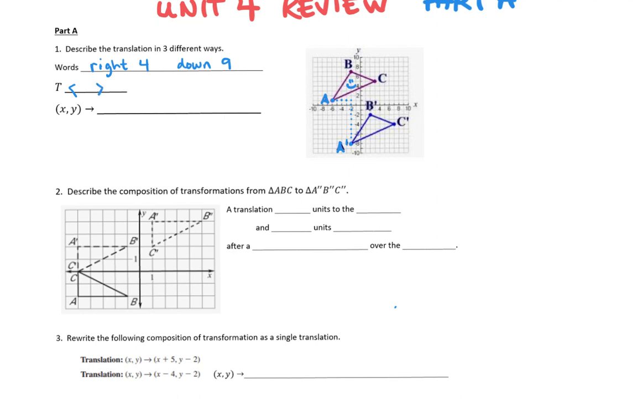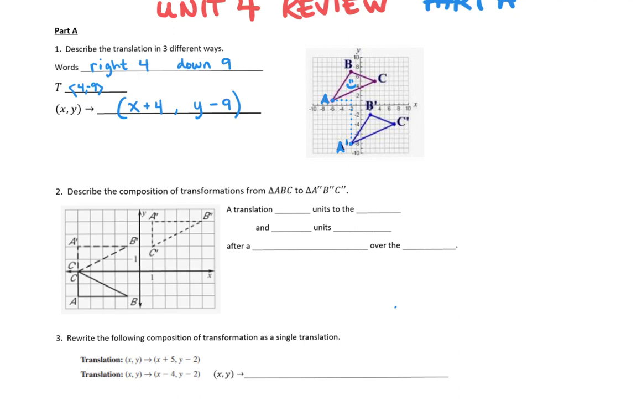I moved right 4, so that was a positive 4, and I moved down 9, so it was a negative 9. Okay. And then also my transformation rule over here would say that I took every x value and I added 4, because I went to the right 4, and I took every y value and I subtracted 9, because I went down 9. So there's 3 ways to explain that translation. In words, with my vector component, and with my translation rule.